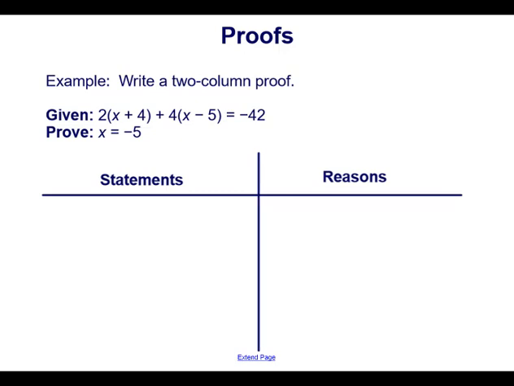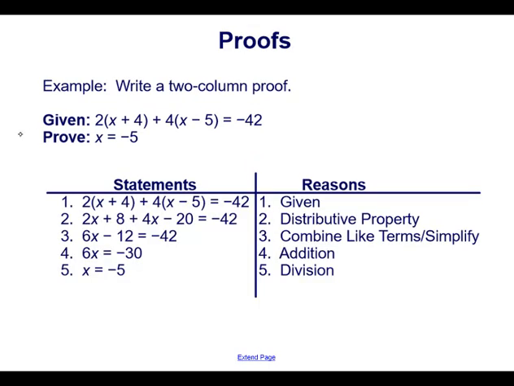Now, other proofs are strictly algebraic and use all algebraic reasoning and properties. So for example, here we have: write a 2-column proof where the given is that 2 times the quantity of x plus 4 times the quantity of x minus 5 equals negative 42. And we're trying to prove that with that equation, x equals negative 5. So to set up the proof, we'll start with the given and then we'll end with the proof.